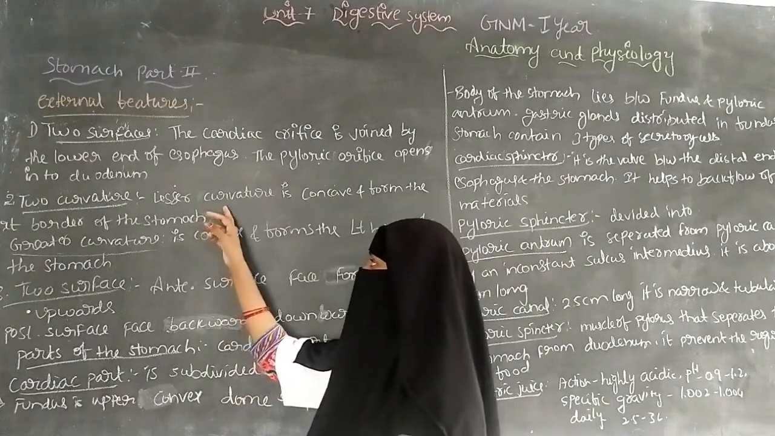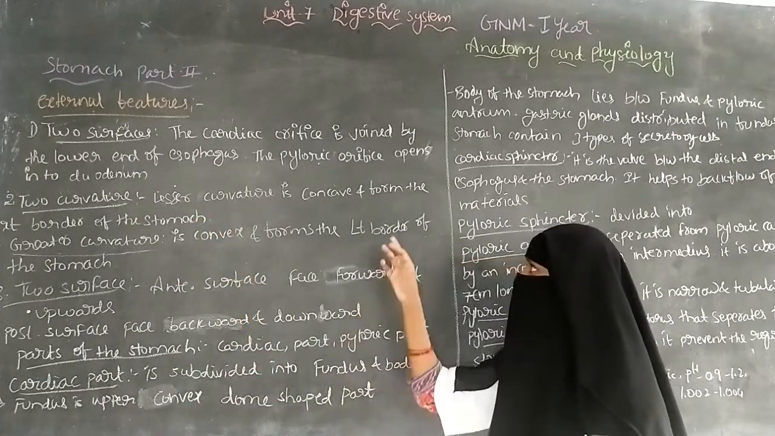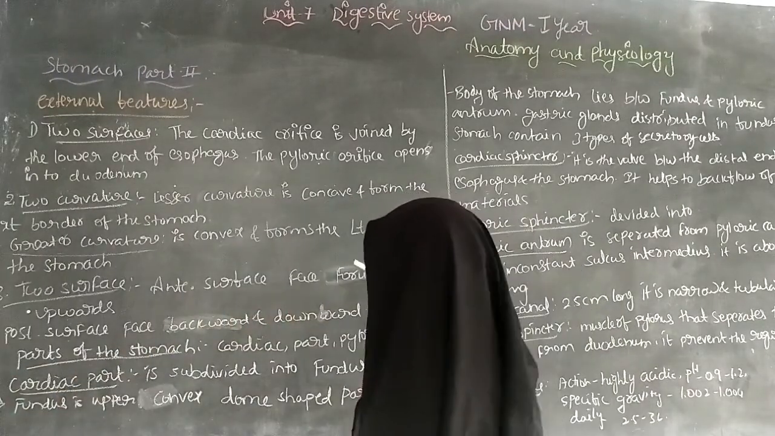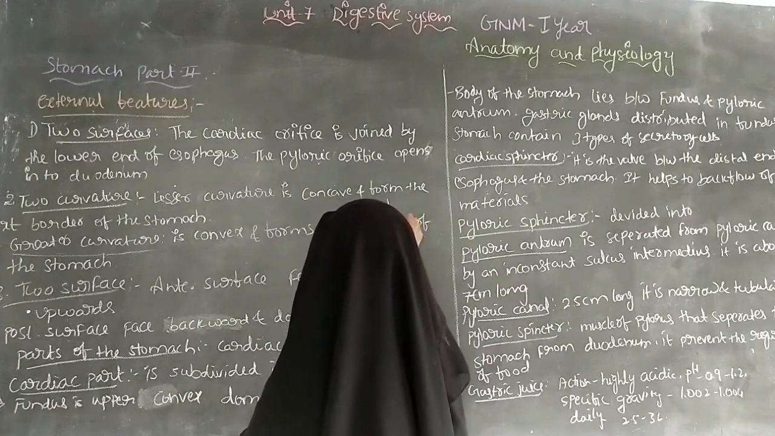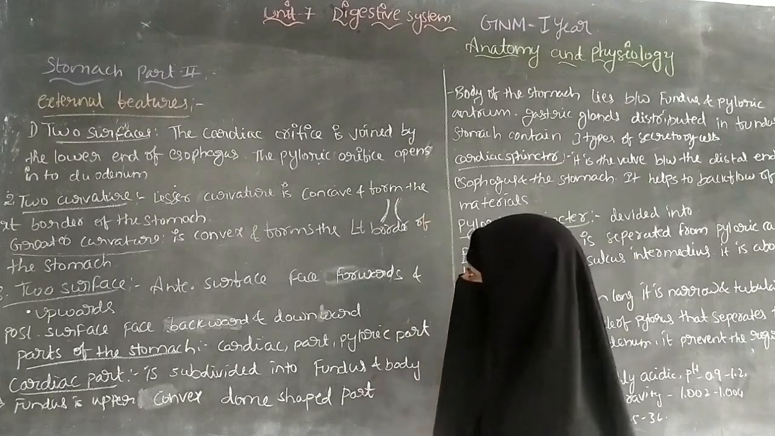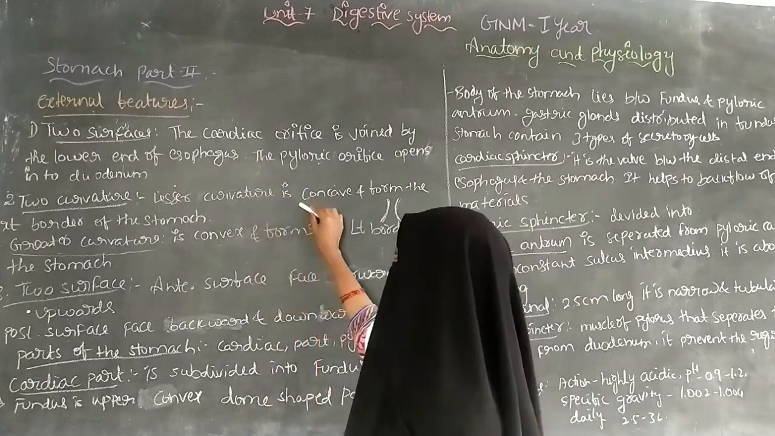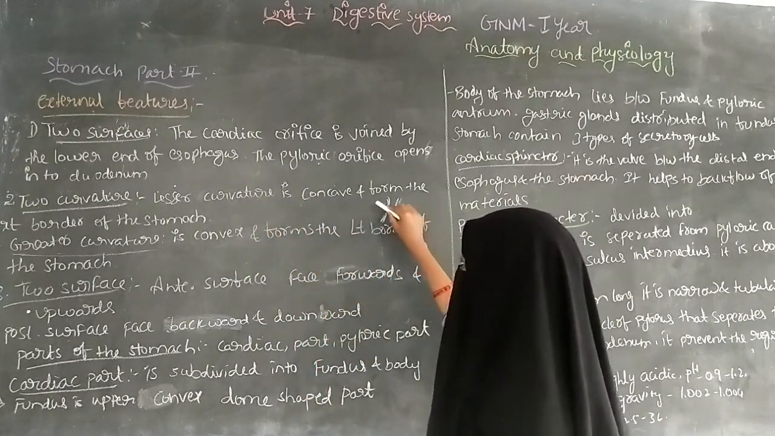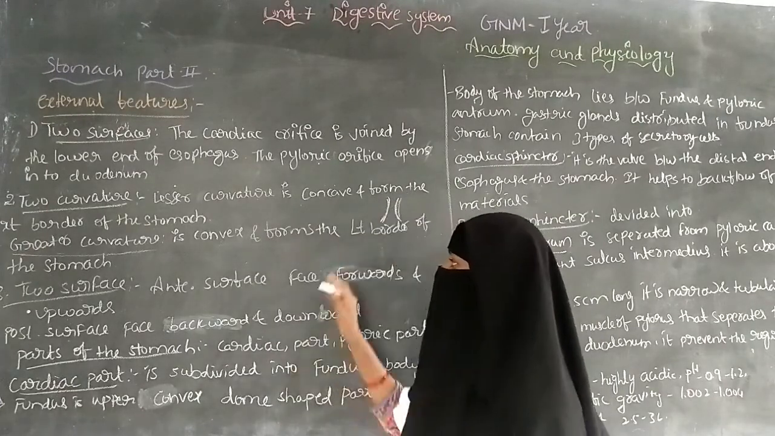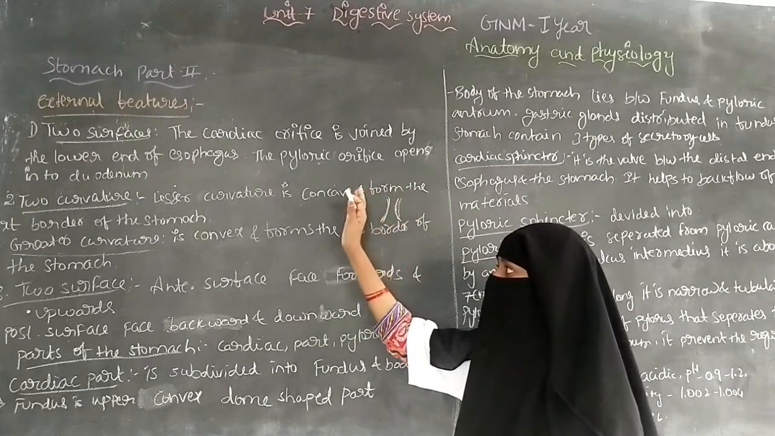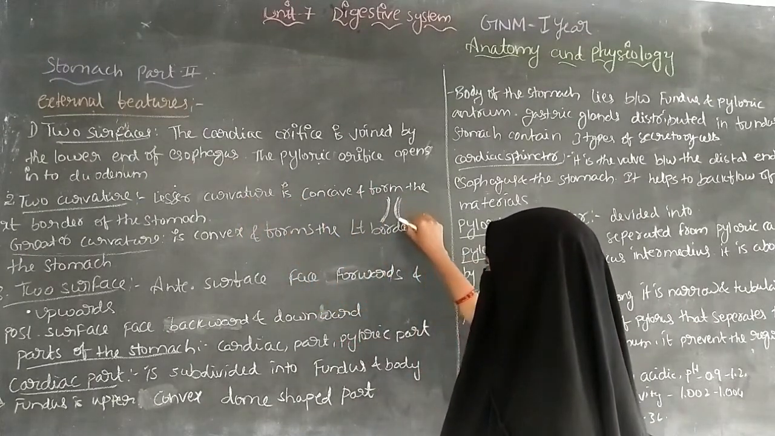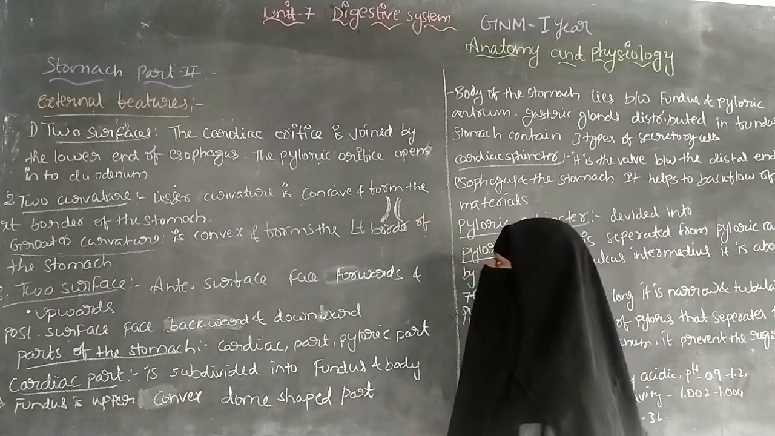The first one is the lesser curvature. It is concave. Concave means it has a concave shape. The lesser curvature is concave and forms the right border of the stomach. So the right side of the stomach is formed by the lesser curvature.